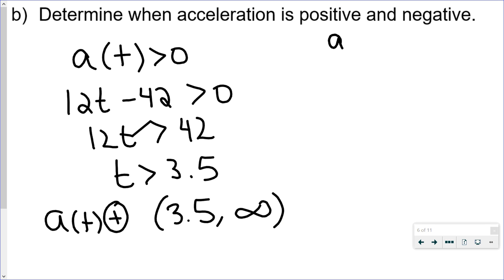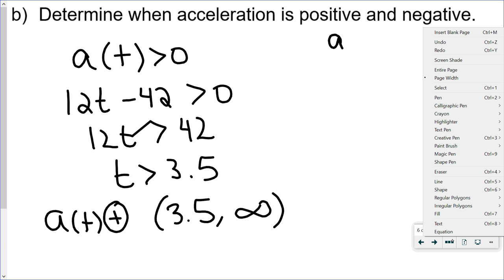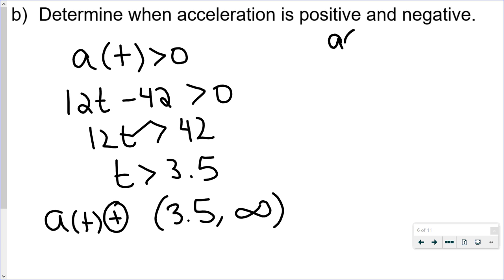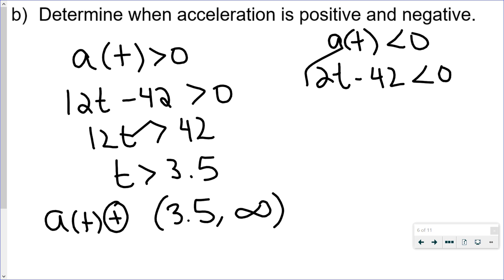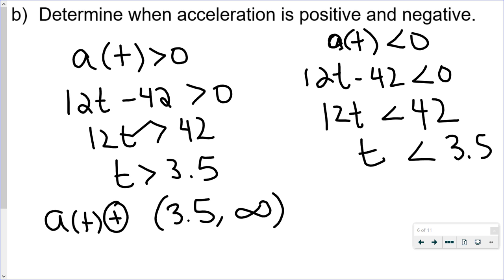Let's look at when acceleration is negative. So I want to know, when is a of t negative? So 12t minus 42, I want to know when that's less than 0. So when is acceleration less than 0? Add 42 to both sides. When is 12t less than 42? Divide both sides by 12, and t is less than 3.5.